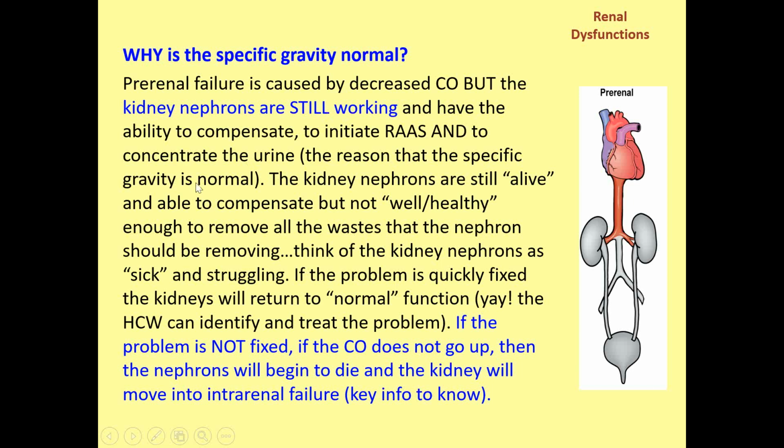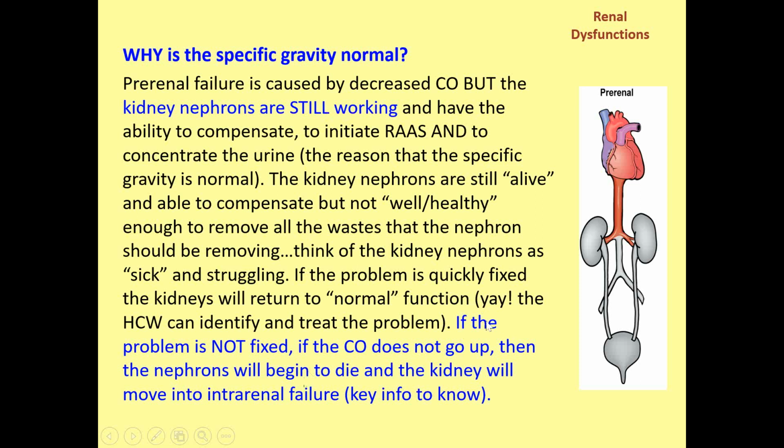Now, I said that the kidneys have an amazing tolerance for low cardiac output, and that is true. However, at some point, when a continued diminished cardiac output is present, the kidneys will start to decline. So in other words, if the problem's not fixed and the cardiac output does not go up, then the nephrons will die. They will move into intrarenal failure as the nephron dies.